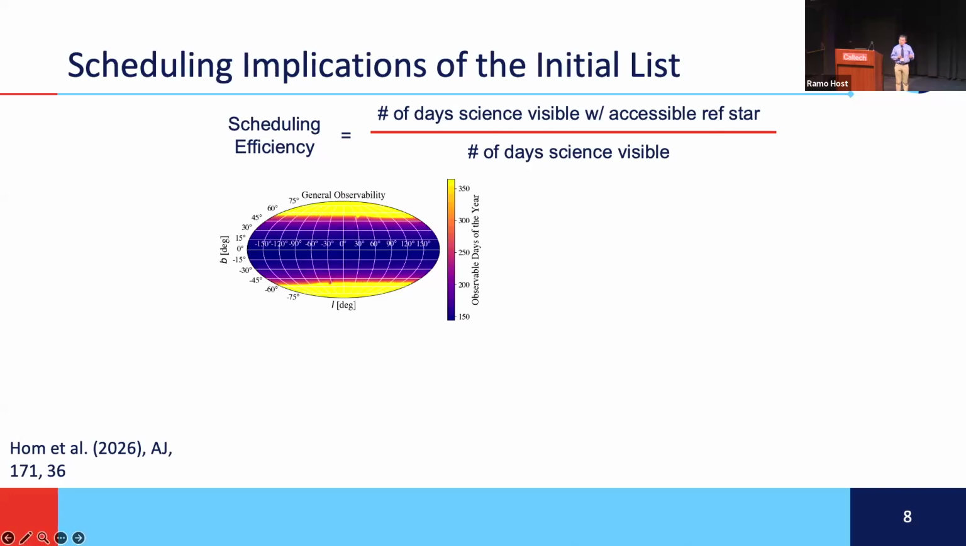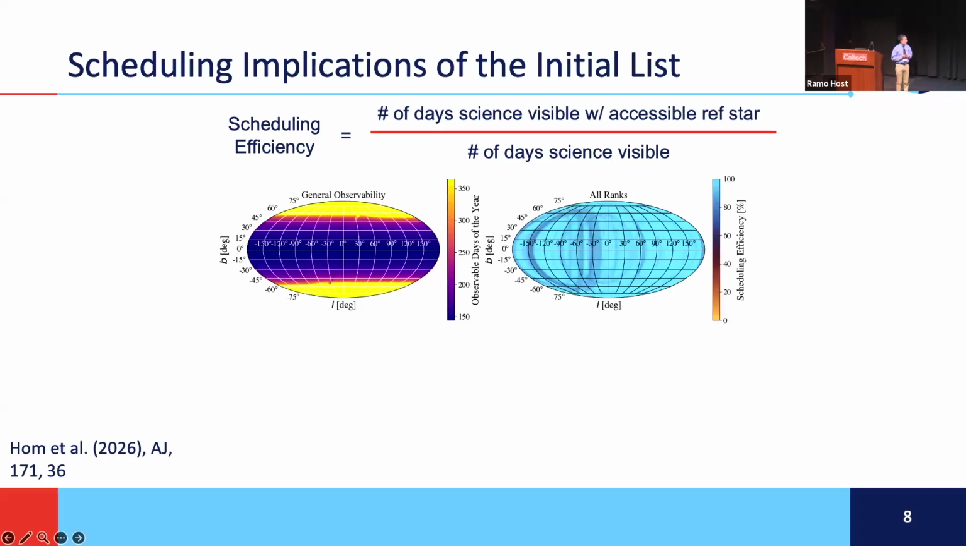So if we have all 40 of our reference star candidates, things look really good. On average, our scheduling efficiency is about 95%, and it never dips below 80%. So, most of the time, we're not bound by reference star visibility in this case.